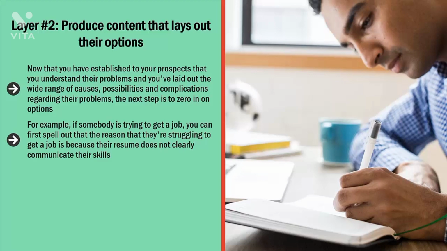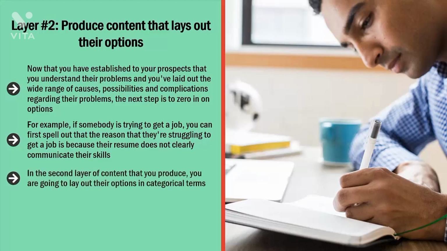For example, if somebody is trying to get a job, you can first spell out that the reason they're struggling to get a job is because their resume does not clearly communicate their skills. You can also lay out other possibilities, such as they may be applying to the wrong jobs. There might be a mismatch between the availability of jobs in their city and their qualifications. In the second layer of content that you produce, you're going to lay out their options in categorical terms. You basically say, if you are struggling with resume issues, these are your options.